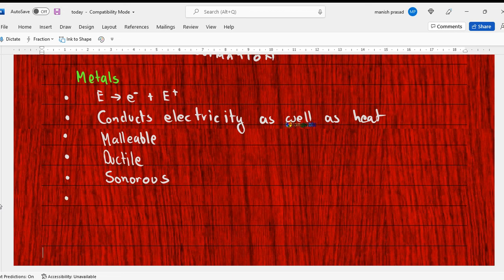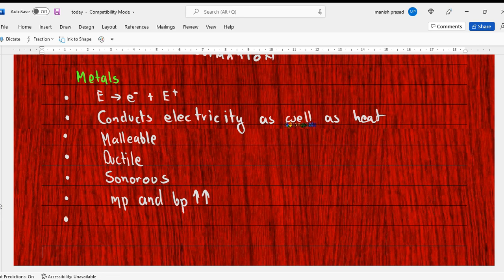Okay, what can you say about the melting and boiling points? Is it high or low? For metals, the melting point is high. Yeah, the melting point and boiling point is pretty high. Okay, and then conductivity, malleability, ductile, sonorous, melting point.